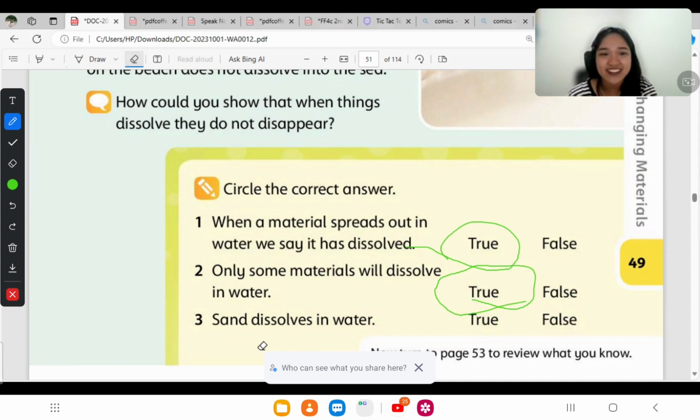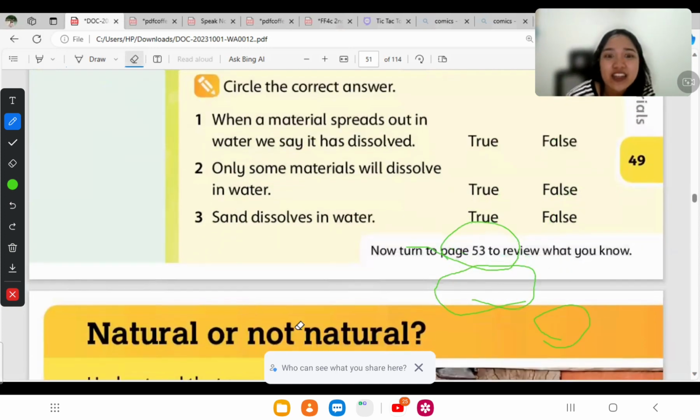Sand dissolves in water. Is it true or false? False. Good, that's right. Sand does not dissolve in water. So good job. Yeah, good job. So those are the correct answers, Isabel.